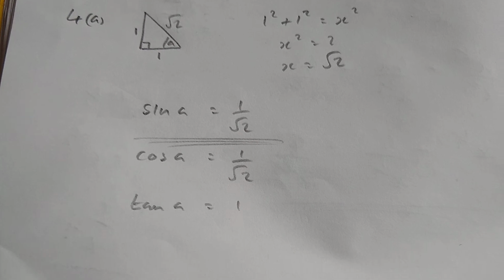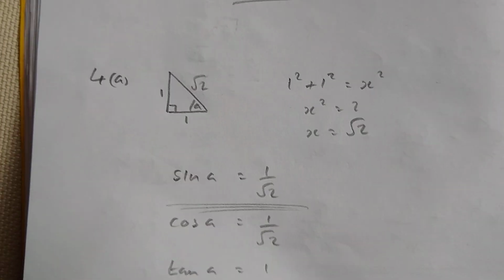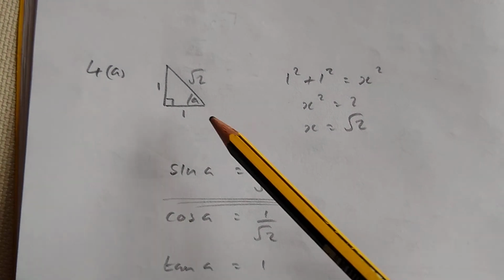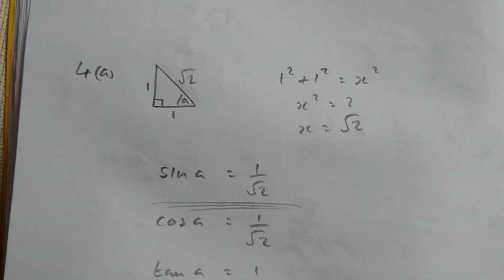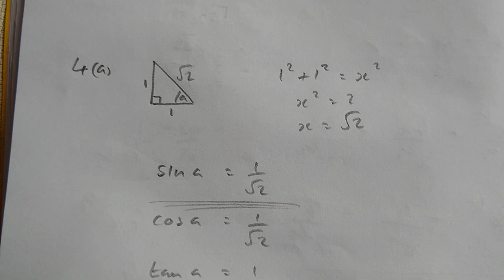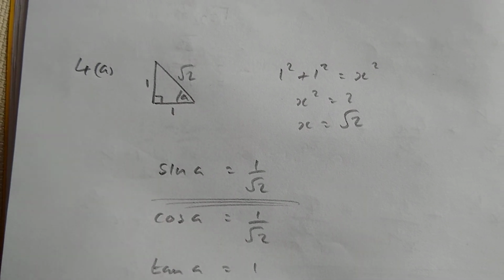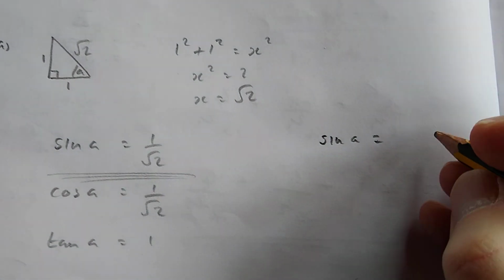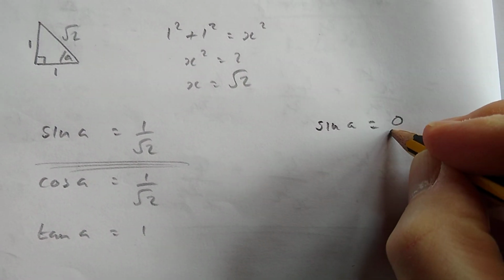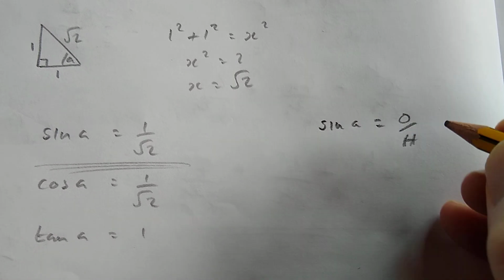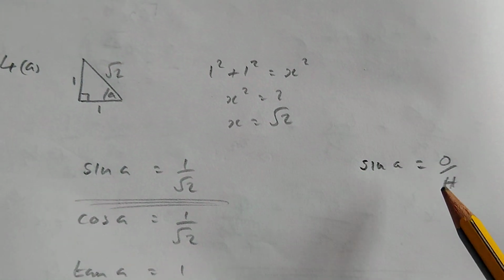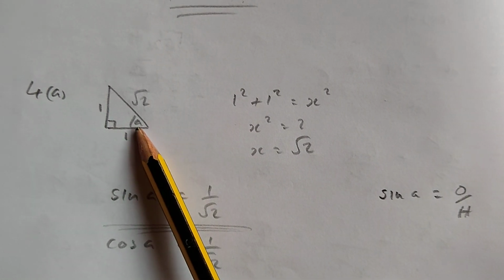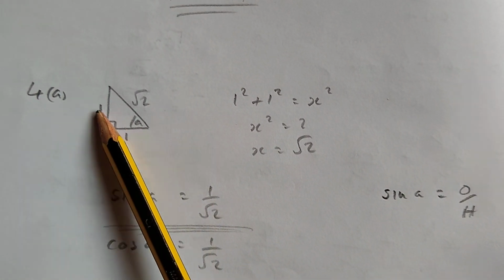Right, 4a might be annoying one or two of you. We are asked for the sine of angle A. Okay, so we are not asked to find out the size of angle A. We're asked for the sine of angle A. So sine is the ratio of the opposite side to the hypotenuse. So this is the sine of angle A.